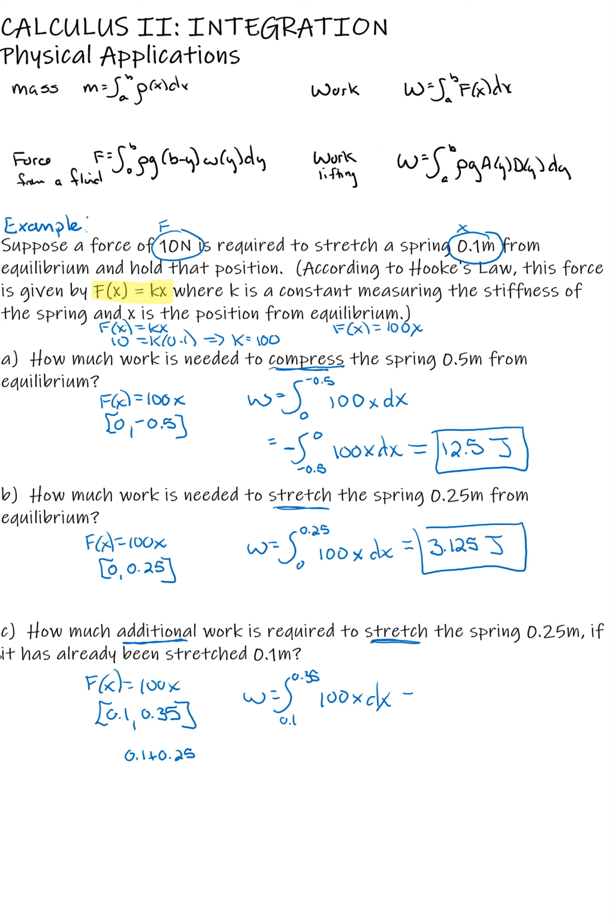If you do all the computations properly, you should end up with, I believe, 5 and 625 thousandths. So again, this one, because it's an additional stretch, should be a bit more than the previous example. Hope all that's clear. Enjoy!